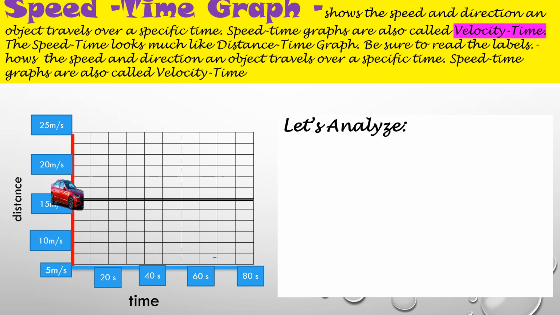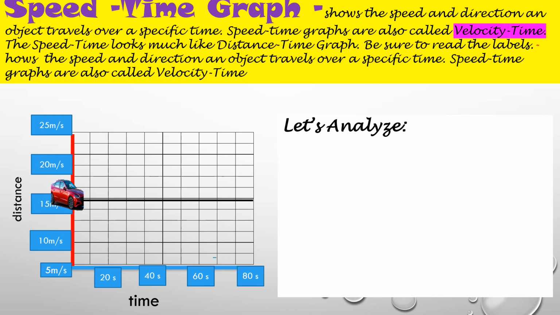Okay, let's move forward with the speed time graph. Earlier, we studied the relationship of distance to time. So this time, we are going to study the relationship of velocity or speed to time. That is why we call it the speed time graph, or sometimes it's called the velocity time graph.